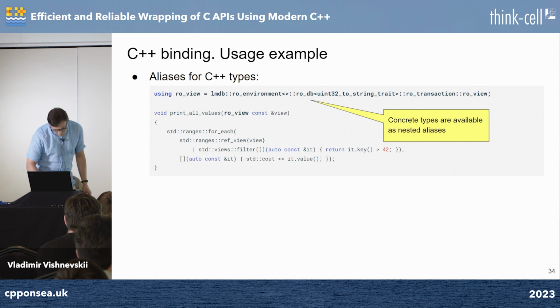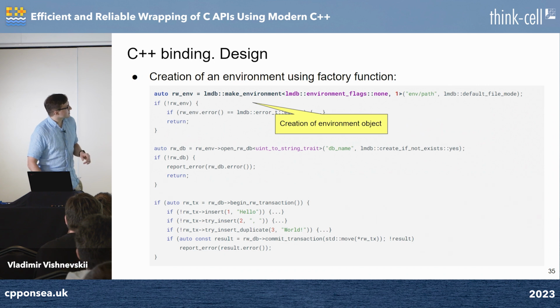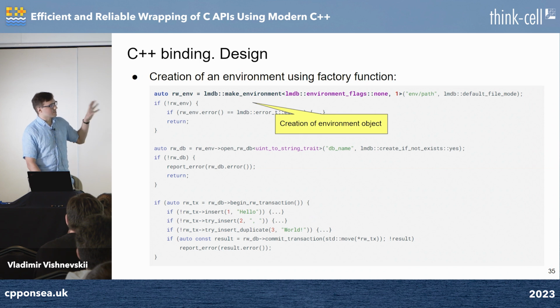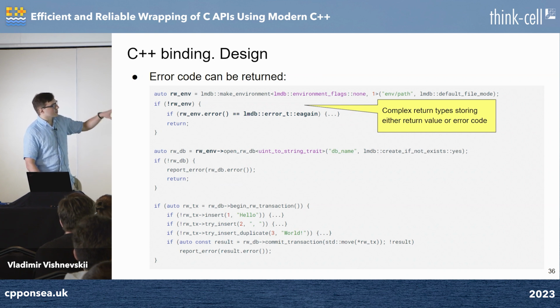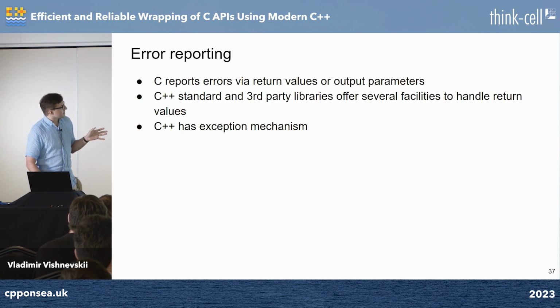Okay, so let's now go through these usage examples and dissect them, see what we were using there to achieve this, and what can be done, and what techniques we can use. Okay, first of all, we saw that there is this creation of an environment object. The first thing we need to agree on is what kind of error reporting mechanism we are using here. Here either the environment object is returned or the error code. So error reporting is quite important.